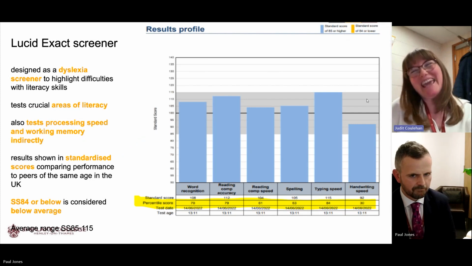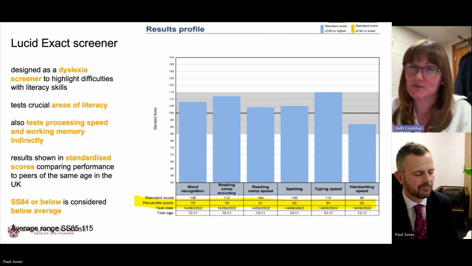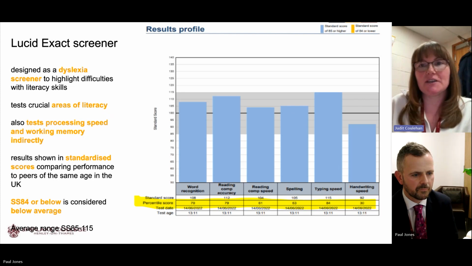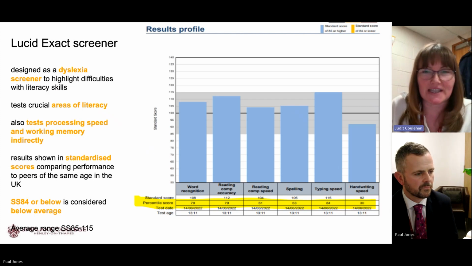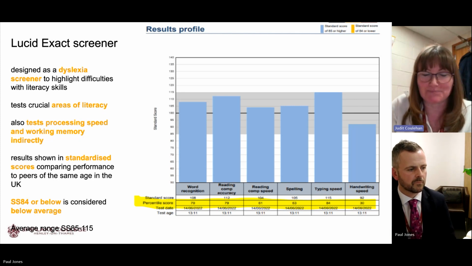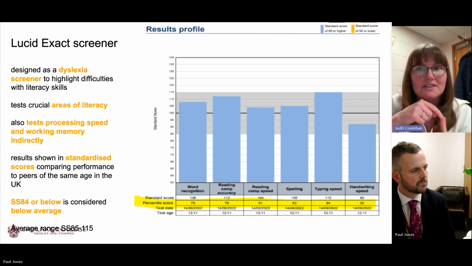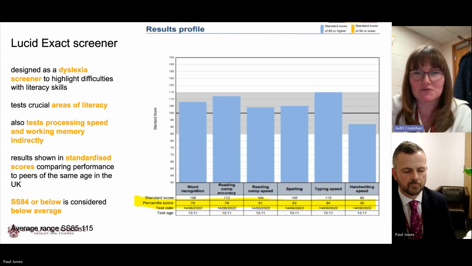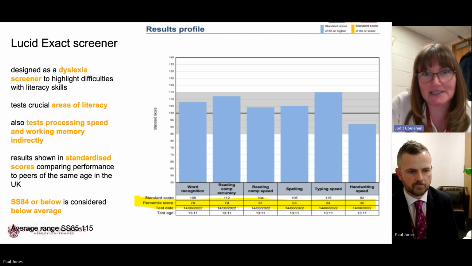Next slide, Mr. James. So here I am sharing a bit of information about the Lucid Exec Screener. This screener was originally designed as a dyslexia screener because it looks at crucial aspects of literacy, which are obviously directly related to how someone can cope with written exams. So as you can see on the screen, again, it's quite small, but you will get the slides. It looks at the individual's ability to read words, to read passages. When it comes to passage reading, it looks at reading comprehension accuracy and reading comprehension speed, and it looks at spelling, handwriting speed, and typing speed.